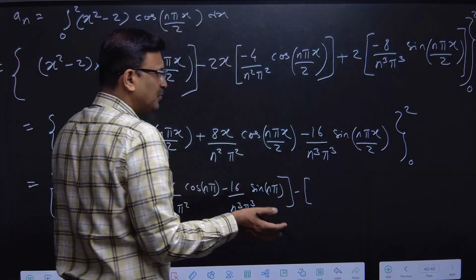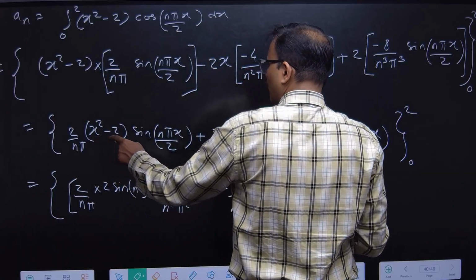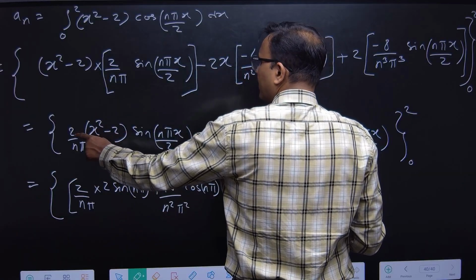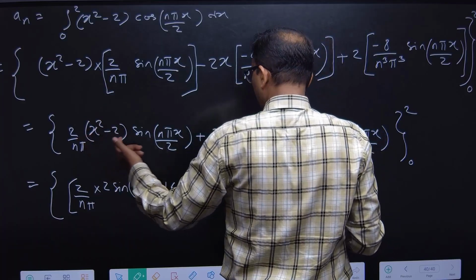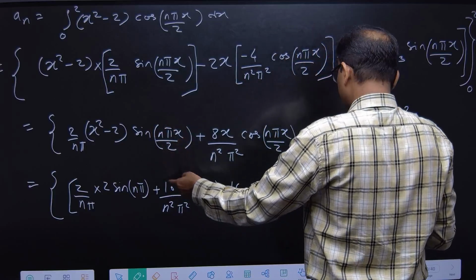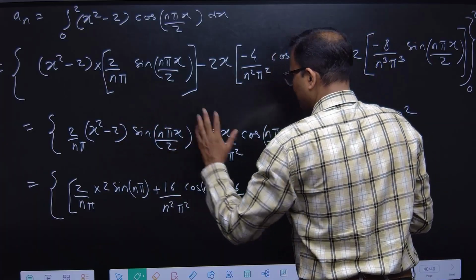in place of x. If you put the lower limit 0 in place of x, see this will be 0 minus 2 into 0 minus 2 into this 2 will be minus 4 upon n pi into sine of 0. This is going to be sine of 0 term, so this directly will become 0. Sine 0 is 0, 0 into anything will be 0.